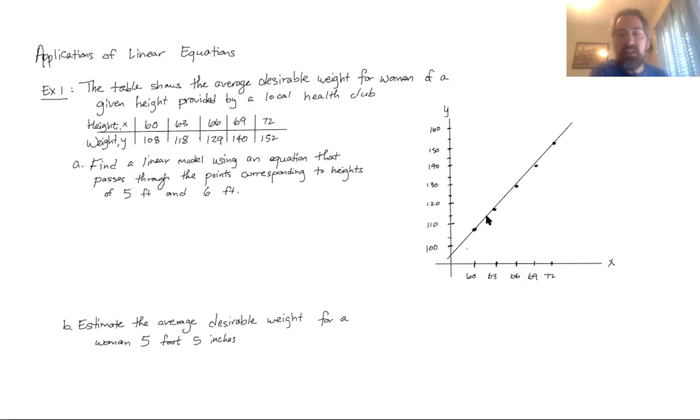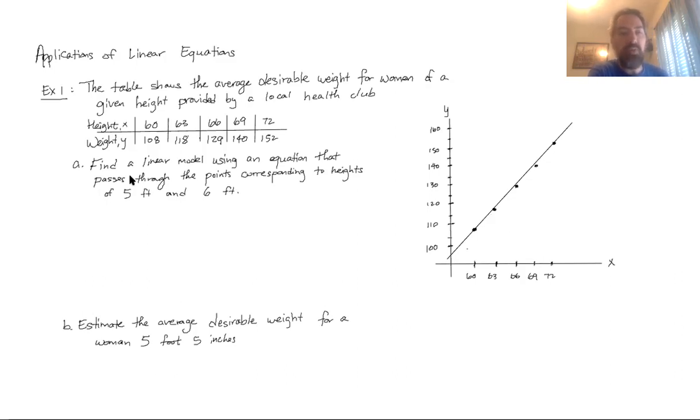Okay, and you can see visually that this does follow, in general, a straight line pattern. Maybe not a perfect straight line pattern, but it does follow a straight line pattern to where we can get a good estimation. If we know the height of a woman, we can tell her what her average desirable weight should be according to this health club. All right, so the first thing we need to do is be able to write a linear model. Once we have that model, we can use that to predict.